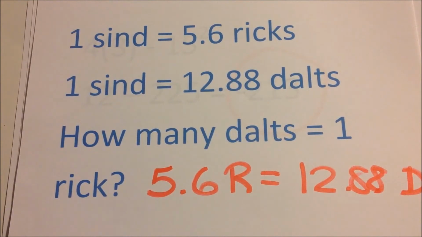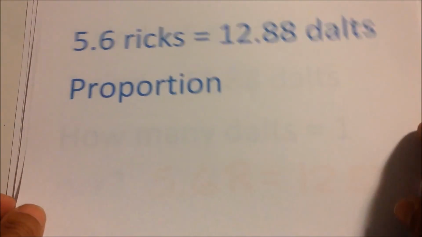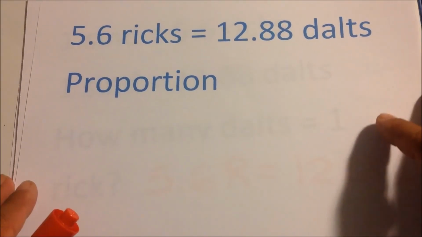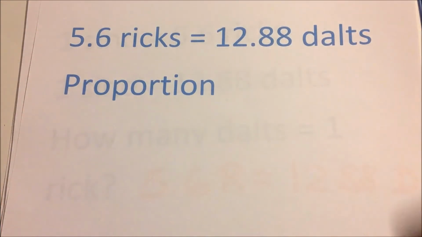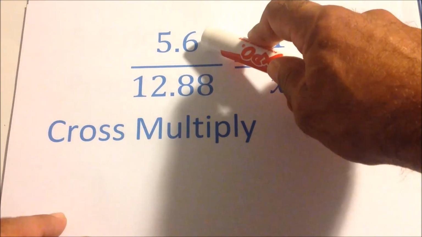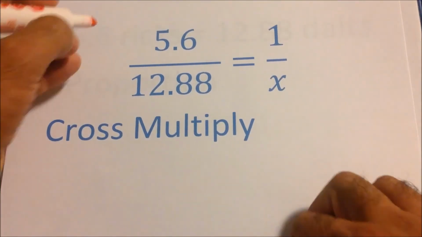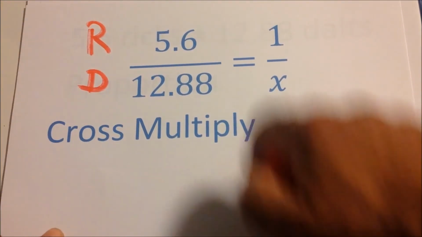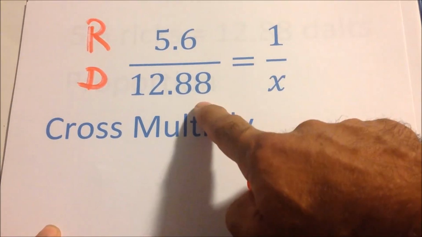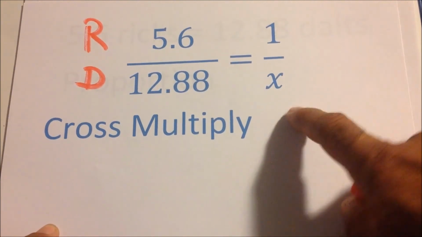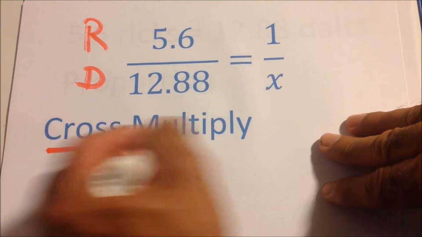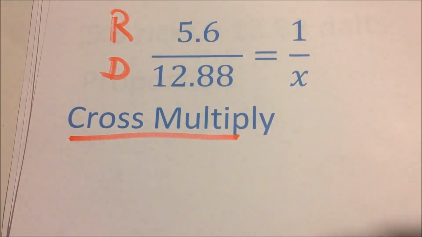So, remember what I've been telling you in 7th grade, proportions can solve a lot of problems. So if we know this equals this, we can make a proportion. We're trying to find this now. So we can say the ricks up here and the dalts there: 5.6 ricks equals 12.88 dalts. So 1 rick must equal how many dalts? Cross multiply. So try that. Cross multiply. What do you get?